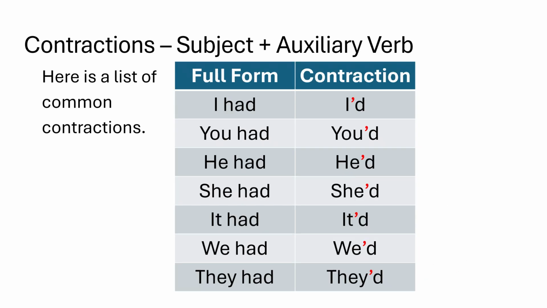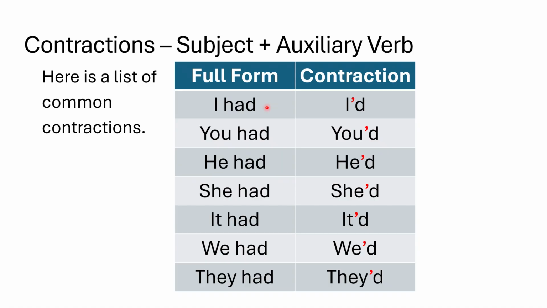Here is a list of common contractions. These contractions are made up of the subject plus the past perfect tense auxiliary verb to have, which is had. This is the full list. Remember, when the two words are separate, they are referred to as being in their full form. I will read the words. I will pause. When I pause, you say the words.